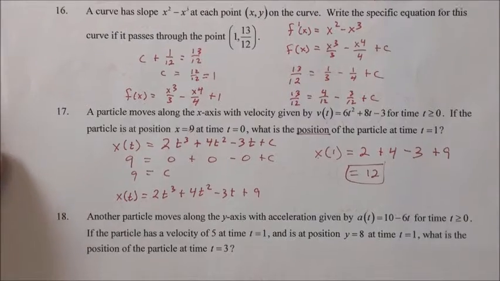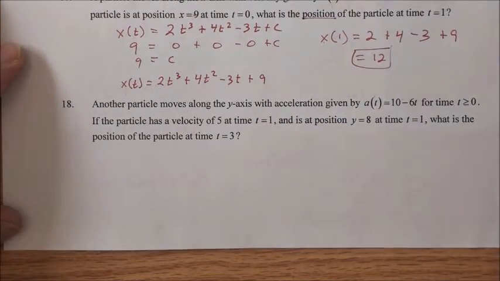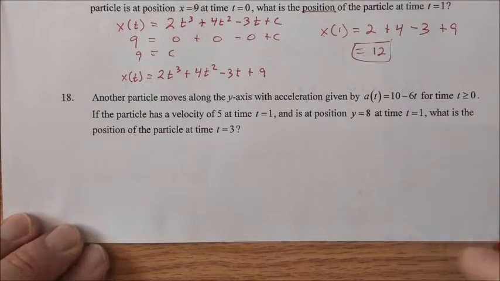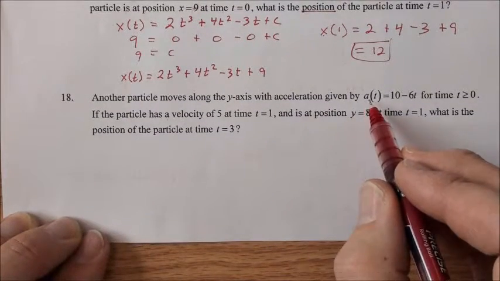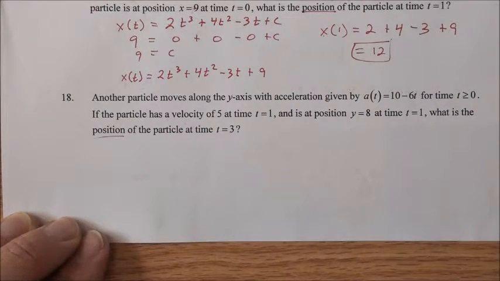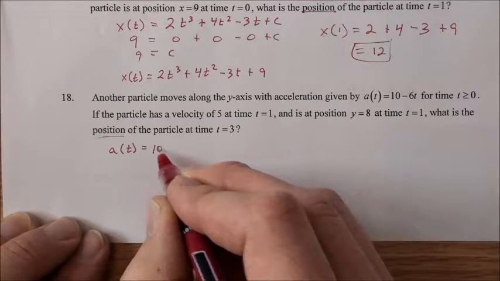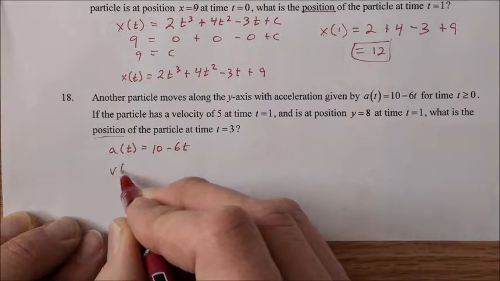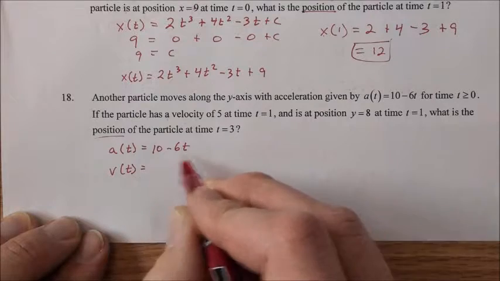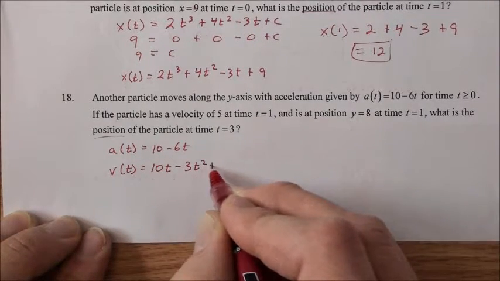Alright, and since number 17 was so much fun, number 18 is asking us to do everything all over again, but we just have to do it twice because we're starting with acceleration. Acceleration leads us to velocity. Velocity leads us to the ultimate goal of the position. So here we go. Acceleration is equal to 10 minus 6t. So velocity will be the antiderivative of 10 minus 6t, which is 10t minus 3t squared plus c.